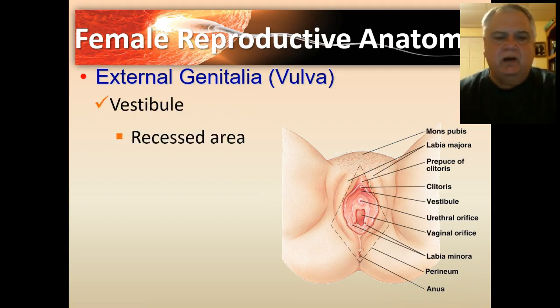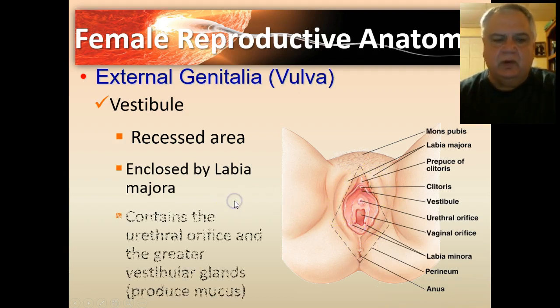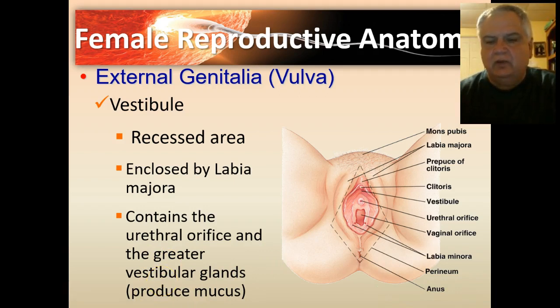Next up, we have the vestibule. This is a recessed area that is enclosed by the labia majora. So this entire recessed area inside the labia majora is referred to as the vestibule. It contains, as we can see here, the urethral orifice, and it contains also the greater vestibular glands, and these glands produce mucus. And mucus provides for lubrication.